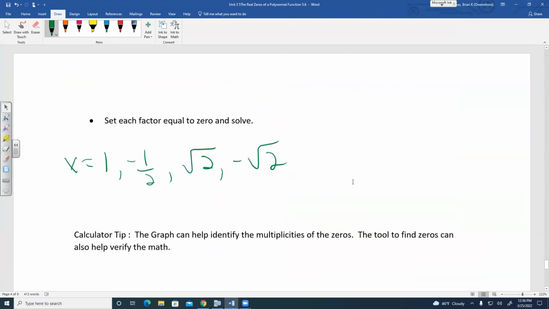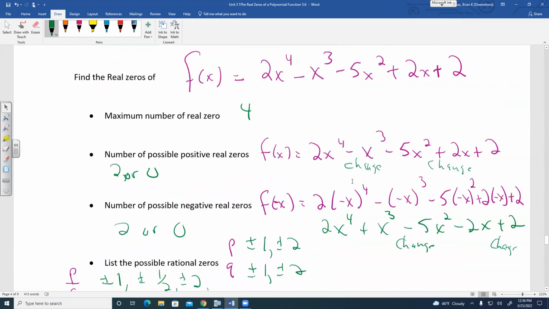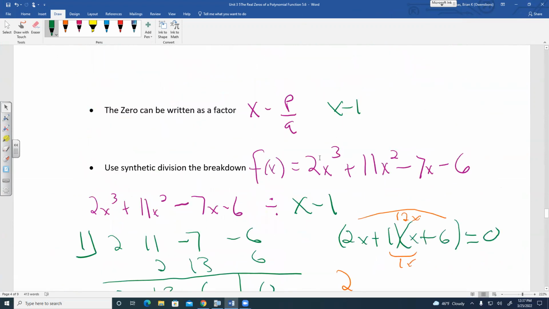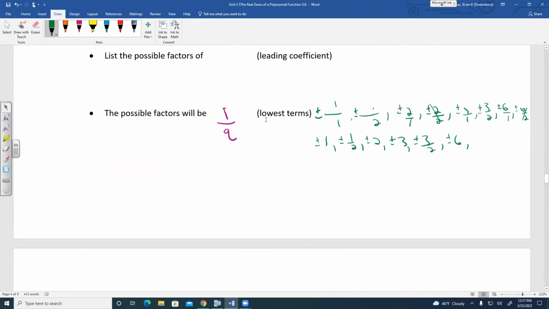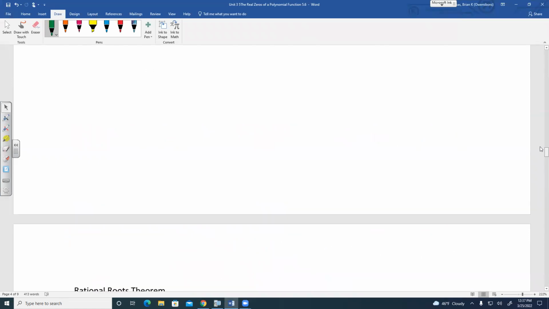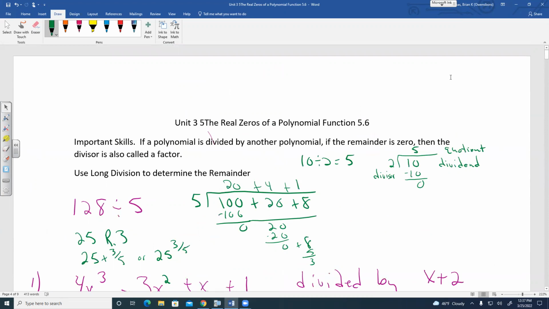All righty. So that concludes my lesson for 5.6, I believe it was, solving rational or polynomial equations for their zeros. Let me go back over the top real quick: finding the real zeros. Real zeros mean you can have rational and irrational. That's why we had that square root of 2 and negative square root of 2 there. All right, see where that takes you. Have a good day.